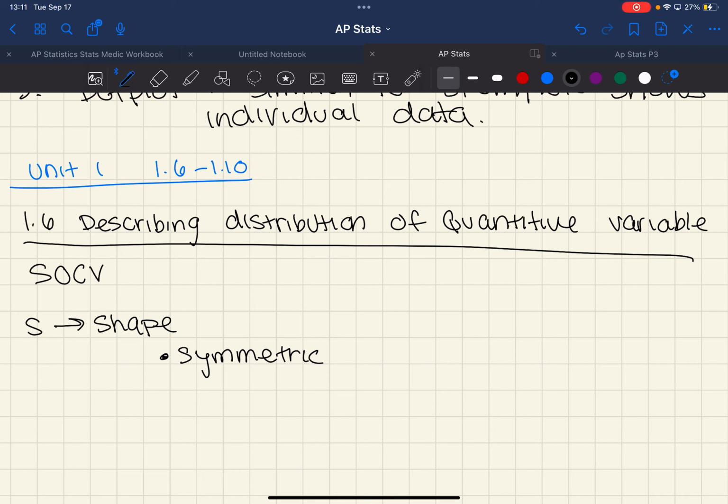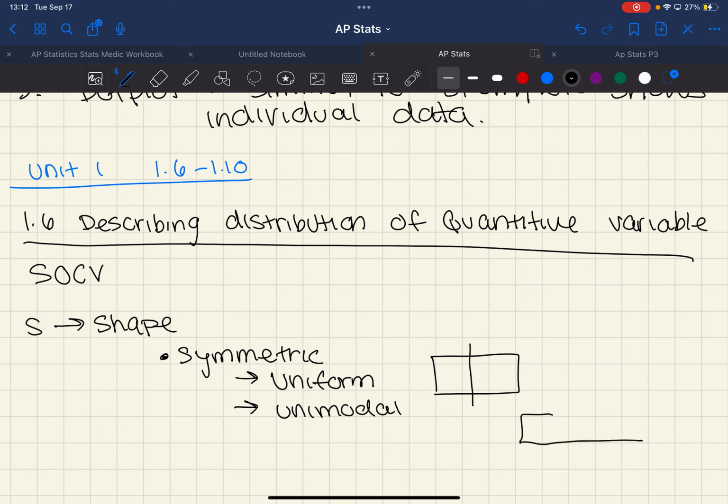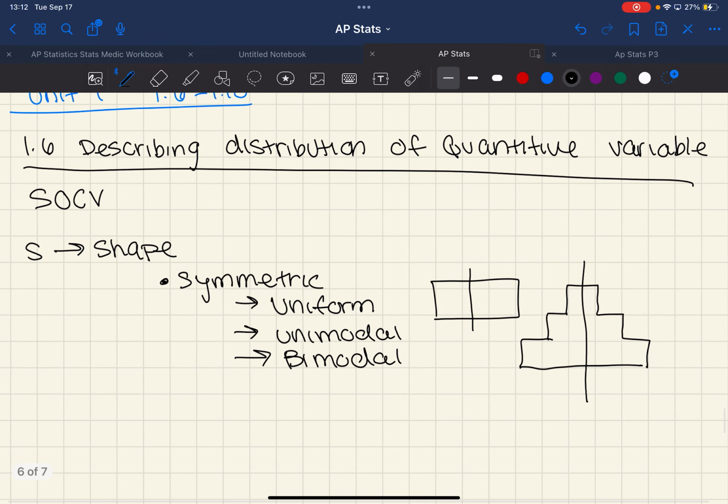So the different types of symmetry is uniform. And the graph for uniform would look like a rectangle. Okay, all the values are the same. Then we have unimodal, and that's where we have symmetry with only one major hump. So it looks something like this. And then lastly, we have bimodal, where we have two significant humps.